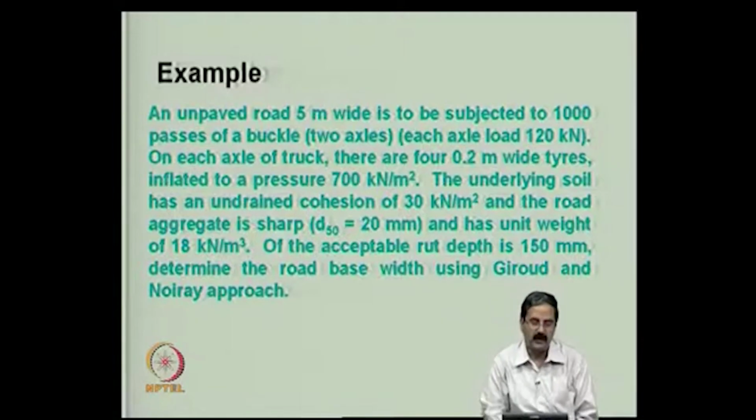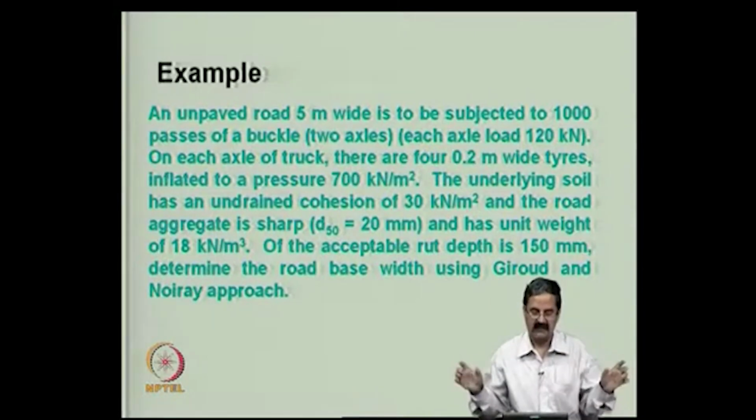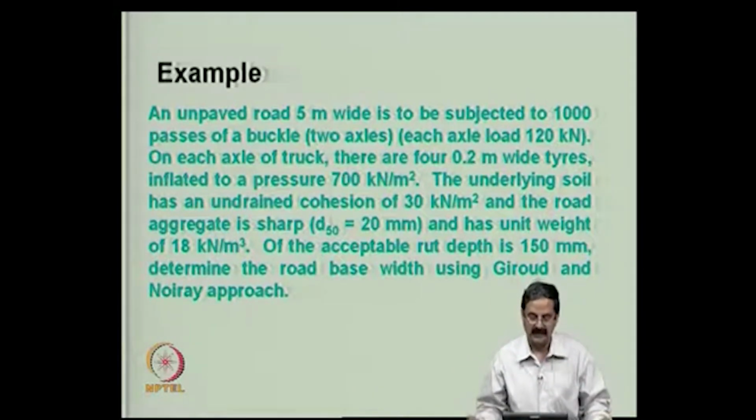An unpaved road, about 5 meters wide, is subjected to 1000 passes of a truck, say 2 axle loads like some small vehicle, and each axle load is 120 kilonewtons. It is a little higher than 80 kilonewtons, which is standard. Each axle of the truck has 4.2 wide tires inflated at a tire pressure of 700 kilonewton per meter square.